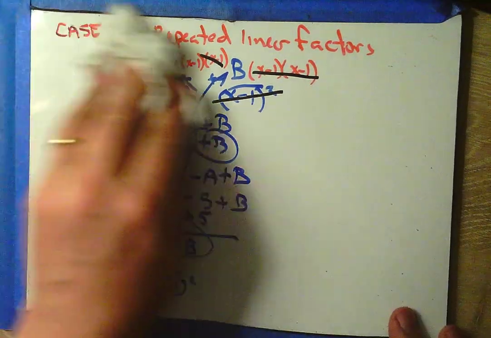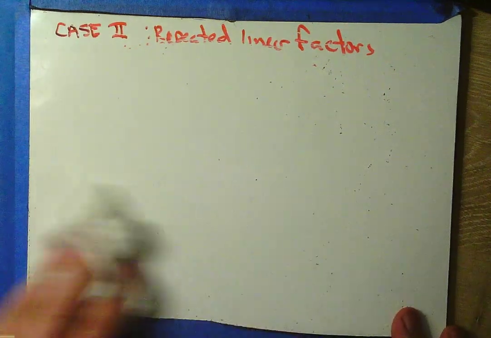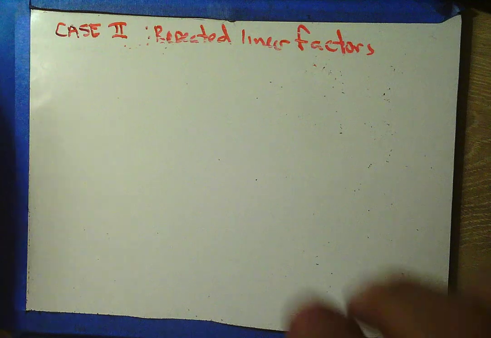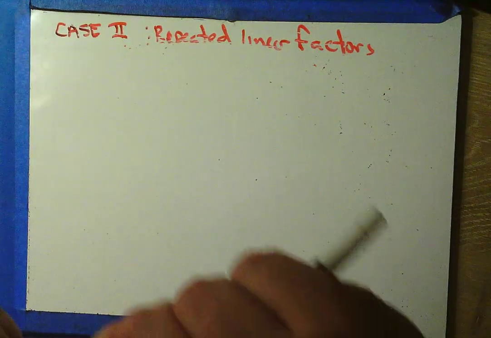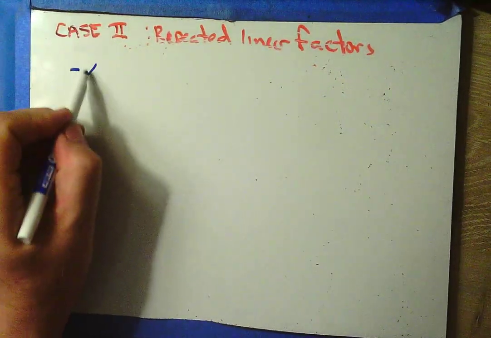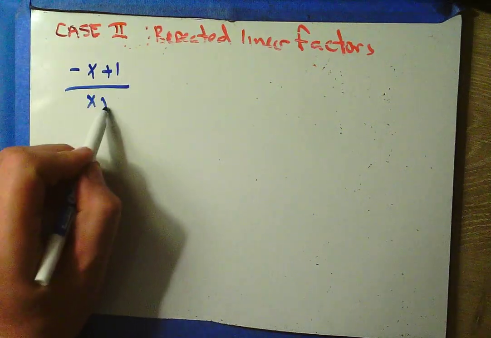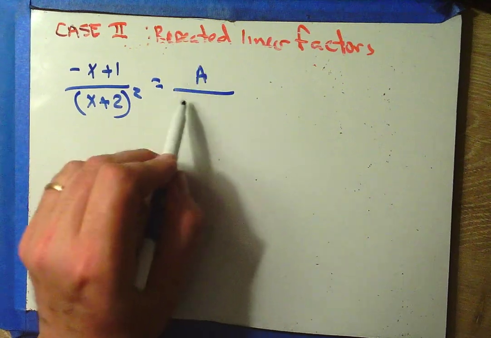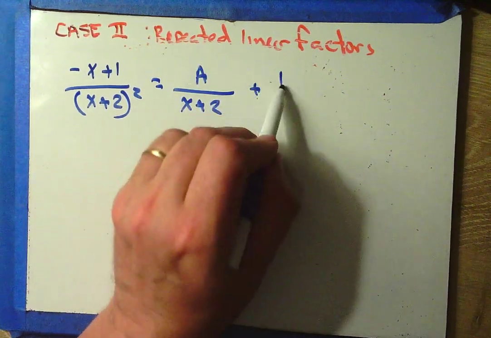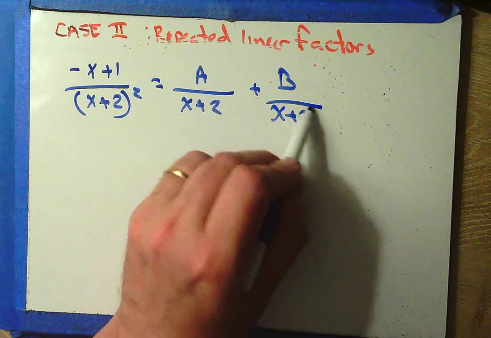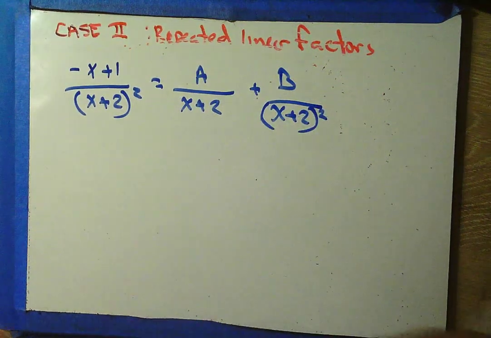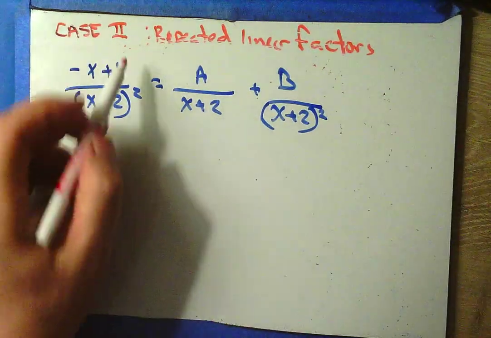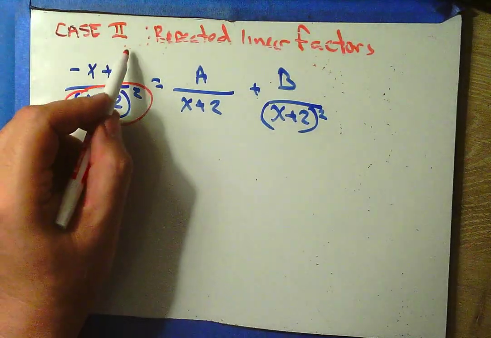Let's take a look at doing just a second practice case 2 problem. And then I want a transitional problem. Okay? So our second case 2 problem, negative x plus 1 over x plus 2 squared. Well, I'm going to have a over x plus 2 and b over x plus 2 squared. So, where do we go from here? We multiply everything by the least common denominator.